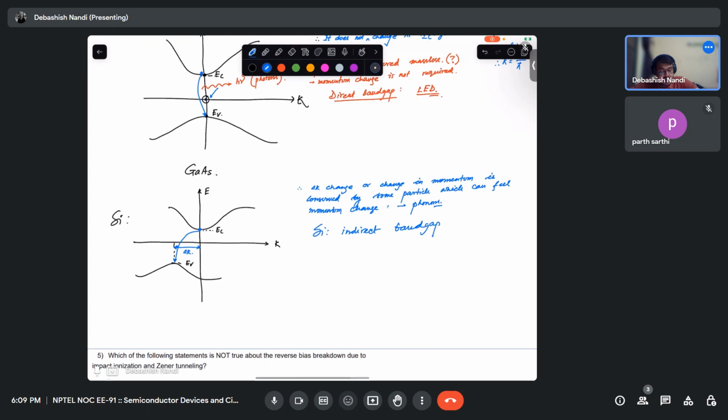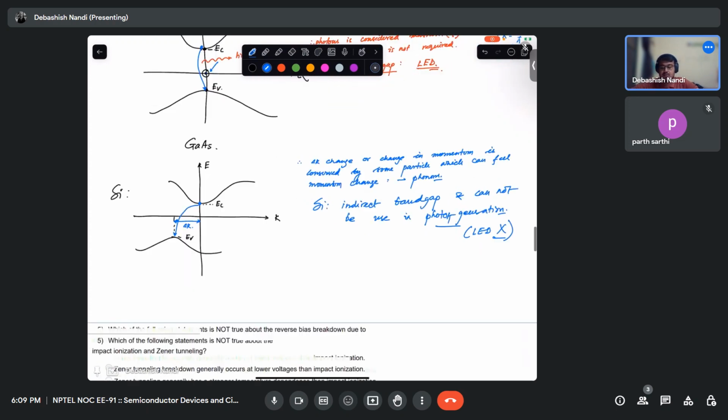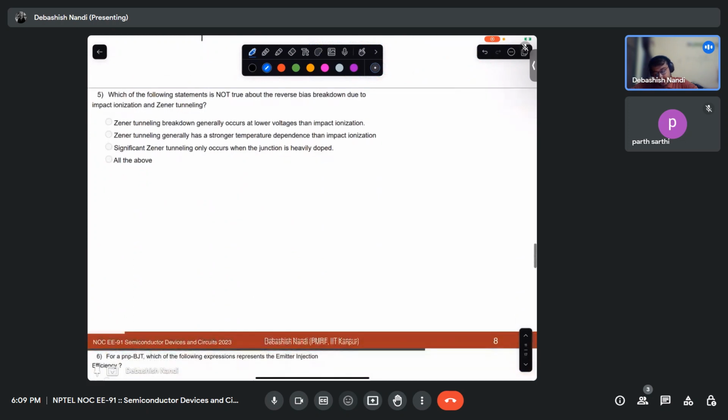So that's why silicon is indirect band gap and cannot be used in photon generation, or cannot be used in LEDs. So let's move on to the next part.